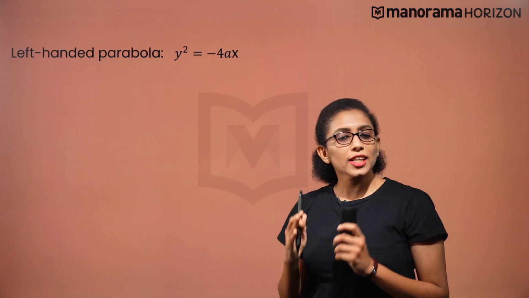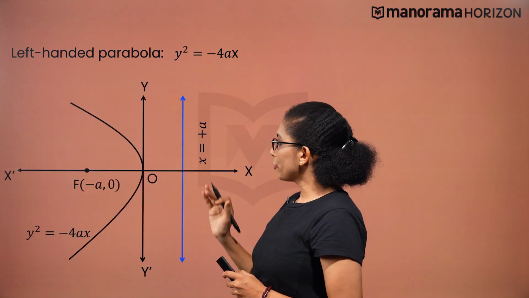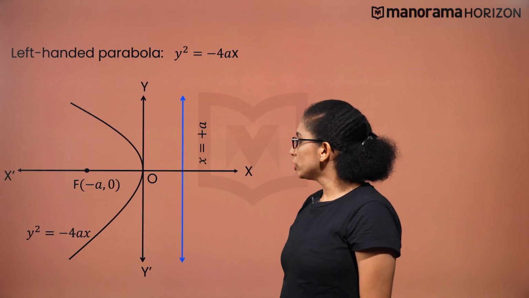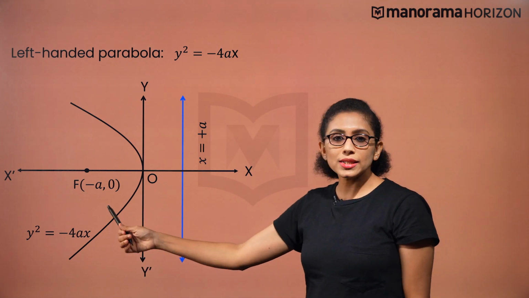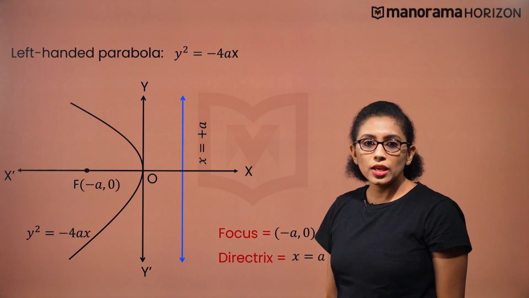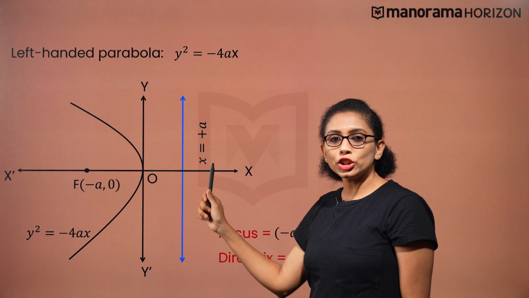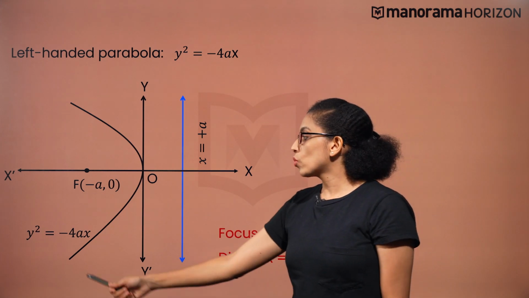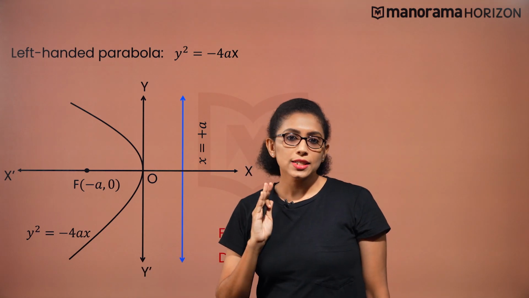Alright? The second case is a left-hand parabola. Here is a figure. Here the standard equation of the parabola with vertex at the origin and the focus (-a, 0) on the x-axis and the directrix x = a, parallel to the y-axis, is y² = -4ax for a > 0.